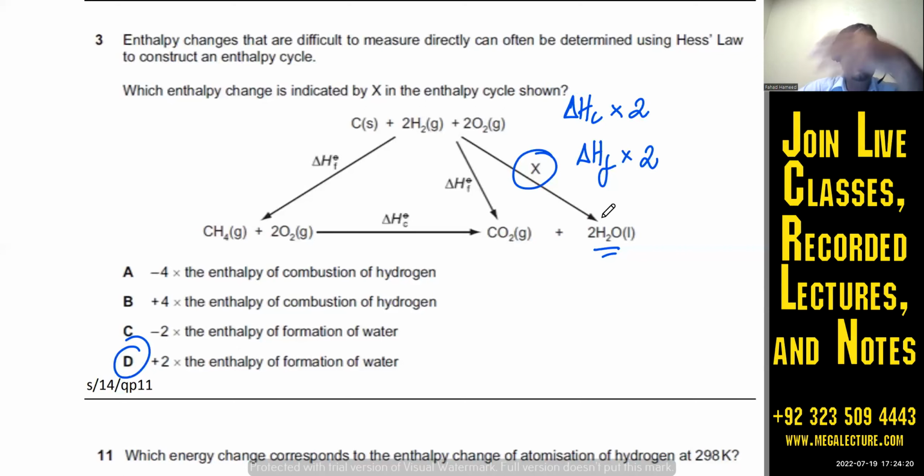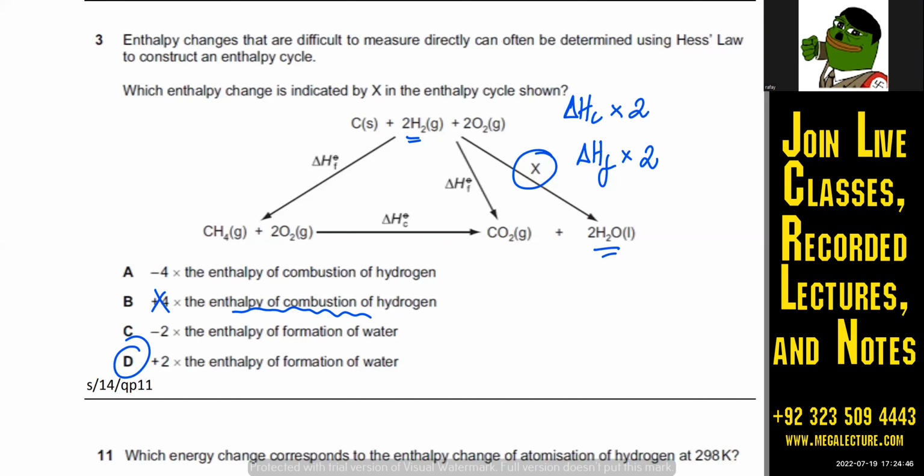You can tell whether it's complete or incomplete by looking at the products. Now in this case, this is the enthalpy of combustion of hydrogen, but multiplied by 2 because you're burning 2 moles of hydrogen. So this was also right. The only problem was that it's not 4, it's 2. Is that clear?